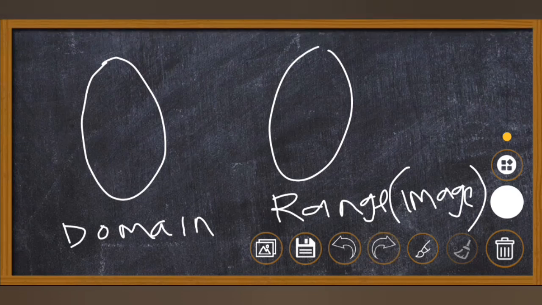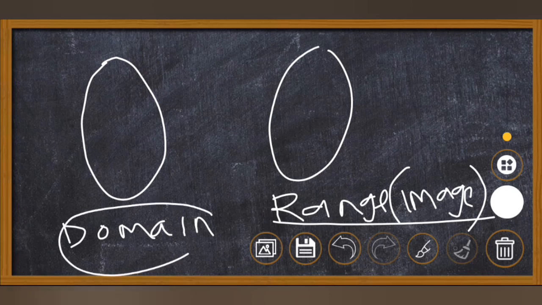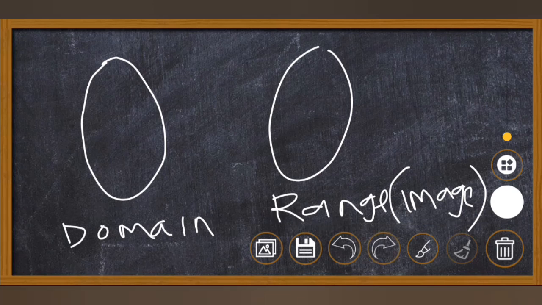Okay, so it's the same as the relationship we have with our parents. Our parents are called the domains, and we children, who are the results of our parents, are what we call the range. So we are the image of our parents, which in this case is the domain.